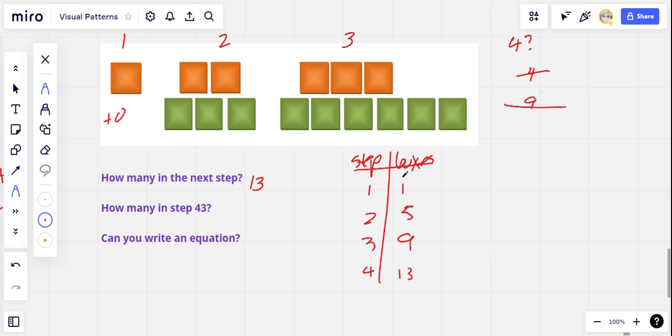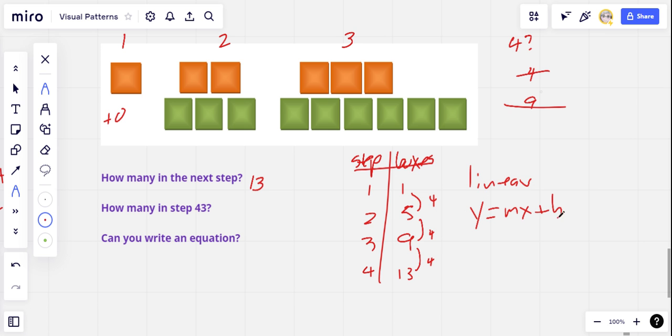So we can figure out what type of pattern this is by finding the differences between the steps. 5 minus 1, that's 4. 9 minus 5, 4. And 13 minus 9 is 4. When you get a constant number, the same number in that set of differences, that means it's a linear pattern. It's growing at a steady rate. So we can use the equation for a line to model a linear pattern.